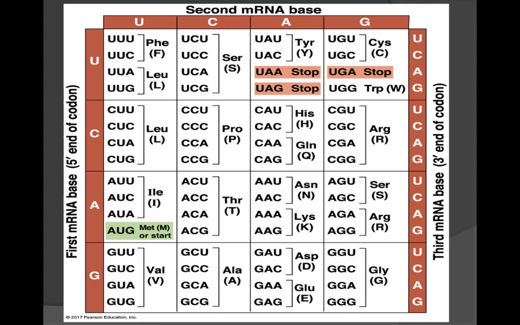However, this is restricted a bit, meaning that in the square above, as long as we have A and U, we can code for isoleucine if we have UCA in the third position.